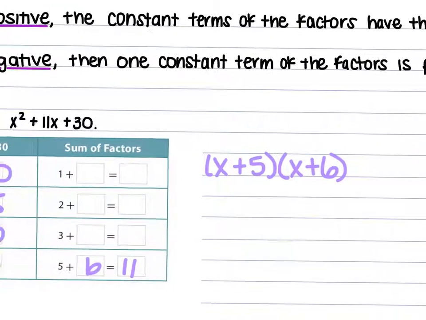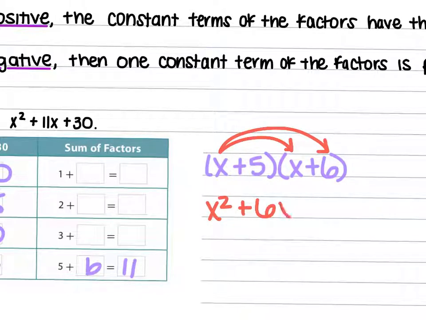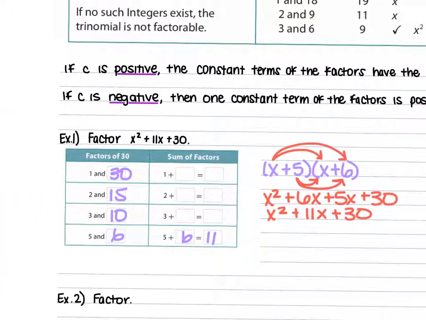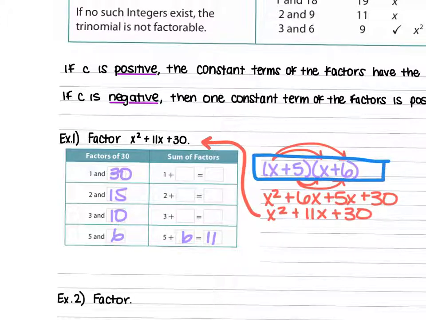And we can always check our work by foiling this out. So x times x is x squared, x times 6 is 6x, 5 times x is 5x, and 5 times 6 is 30. So if we combine our like terms here, we have x squared plus 11x plus 30, and that's exactly what we started with, so we know that our answer of x plus 5 times x plus 6 is correct.